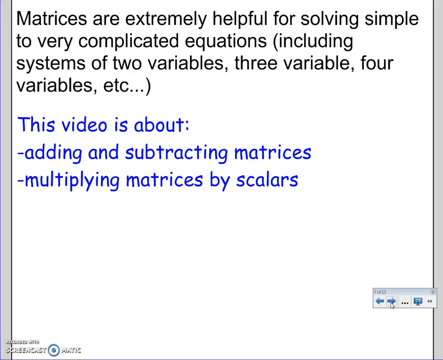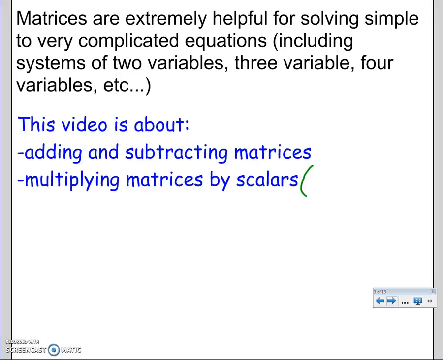Alright, so matrices are extremely helpful for solving simple to very complicated equations, including systems of 2 variables, 3 variables, 4 variables, etc. And I'll show that later, but today's video will be adding, subtracting matrices, and multiplying matrices by scalars. Scalars are just numbers, like constants, like multiply by 5, multiply by 10.